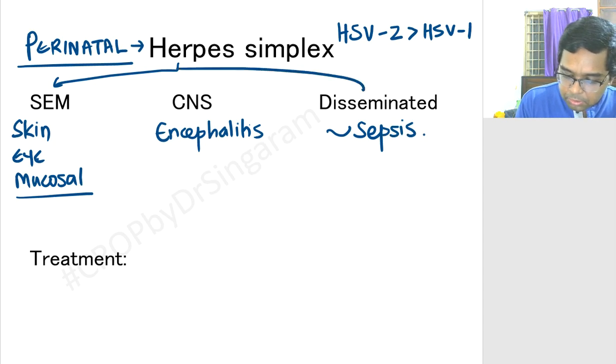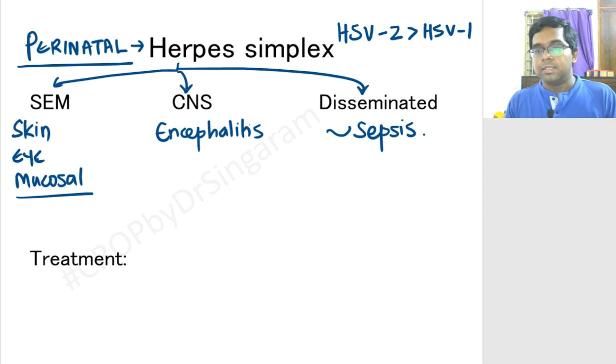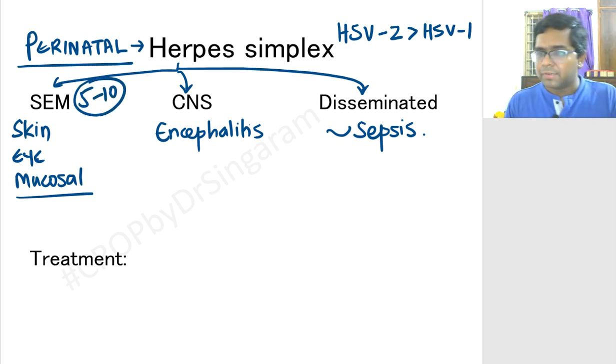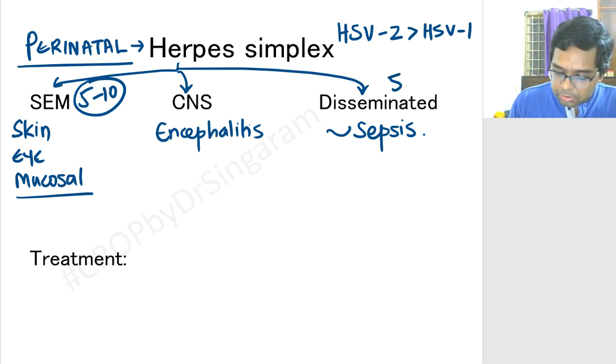So three possibilities are there. Now, the time for development depends on when the baby is manifesting with the symptoms. Remember, skin and eye manifestations occur at about 5 to 10 days. You can remember simply, it is actually 5 to 11, but I'm making you remember 5 to 10 days. Disseminated disease is also a possibility in 5 to 10 days.